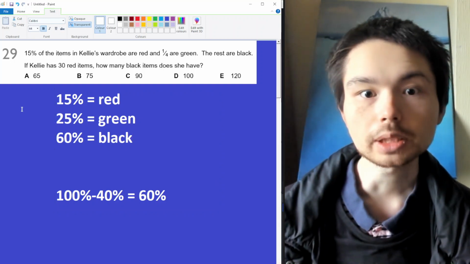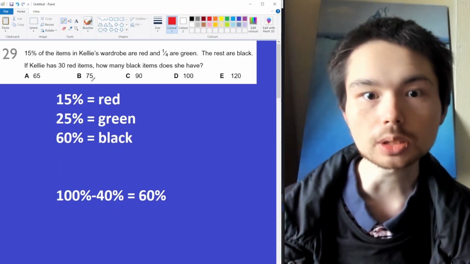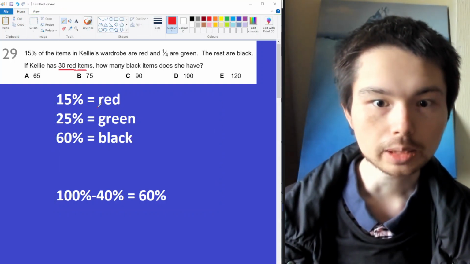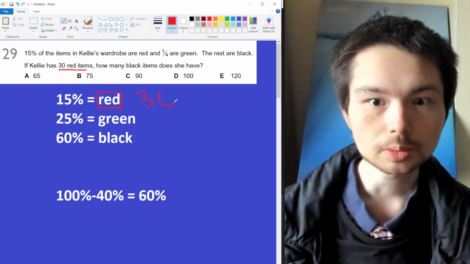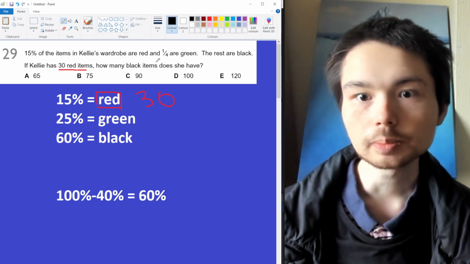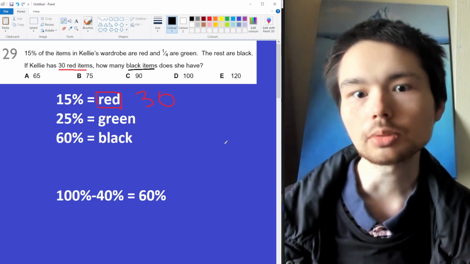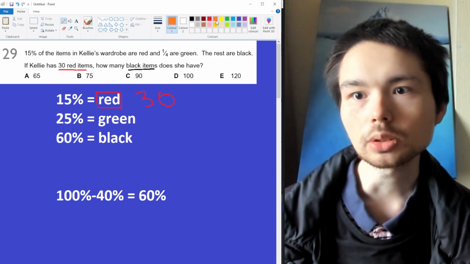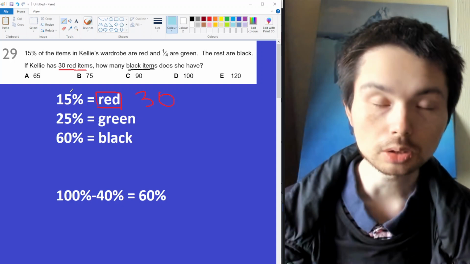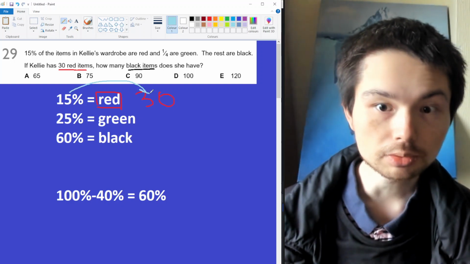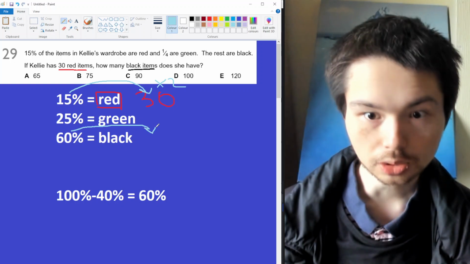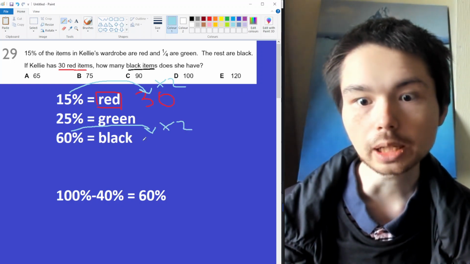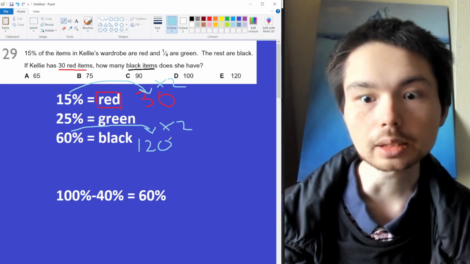Keep reading. If Kelly has 30 red items, underline. Here, that's 30 items. How many black does she have? Maths is all about going from one number to another. Here's a really cool way. Just go forward. How we go from the number 15 to the number 30, you times by 2. 60%. Do the same thing, times by 2. So that will be 120 black items.